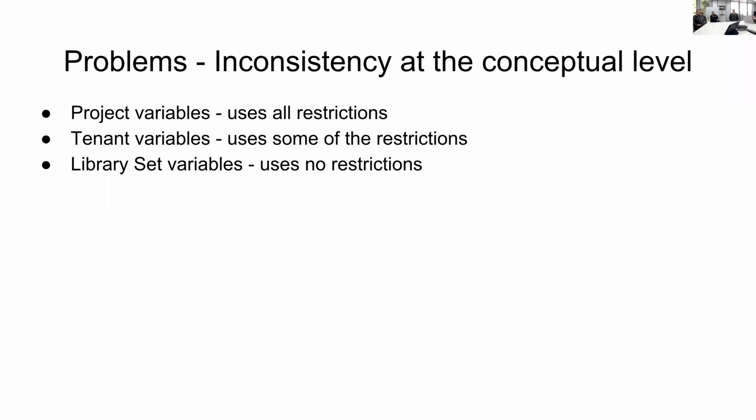So project variables do all those checks in most cases properly. Tenant variables, not really. Variable sets at all. Conceptually, they're all the same things, but they treat permissions in different ways.